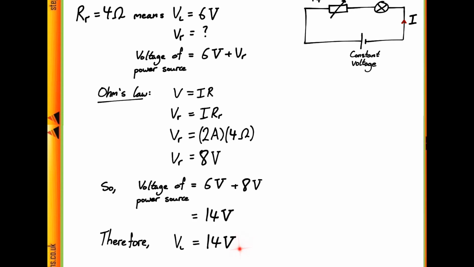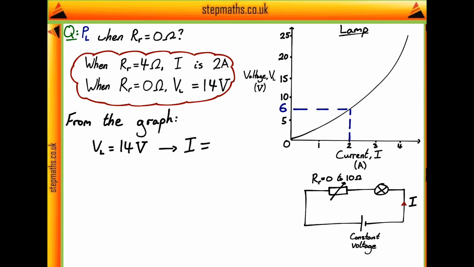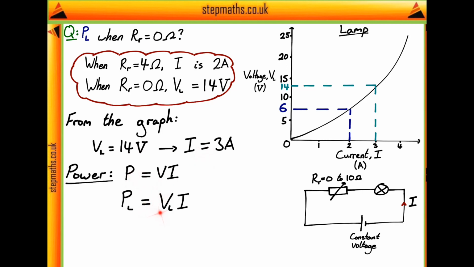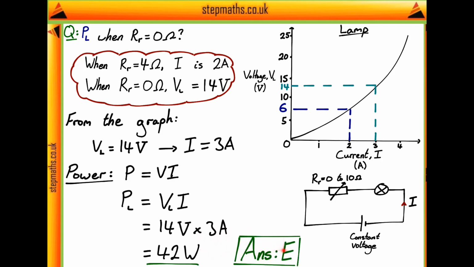Now that we've got this voltage, we can go ahead and find the current. From the graph, we can draw along at 14 volts, and moving down we see that the current is going to be 3 amps. Now that we've got our voltage and our current, we can use our equation for power, that P equals VI, and multiply the voltage across our lamp by the current through it, so 14 volts multiplied by 3 amps, giving us a final power of 42 watts. So our final answer is answer E, given in the question.